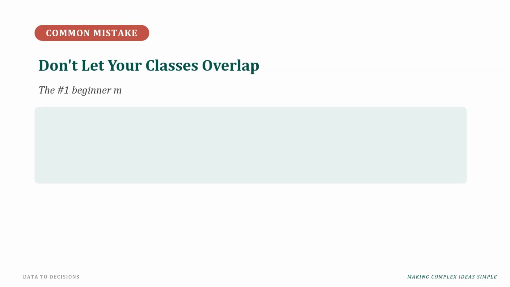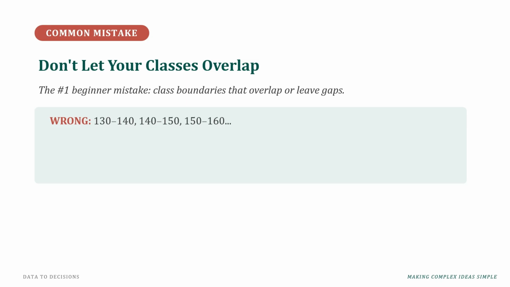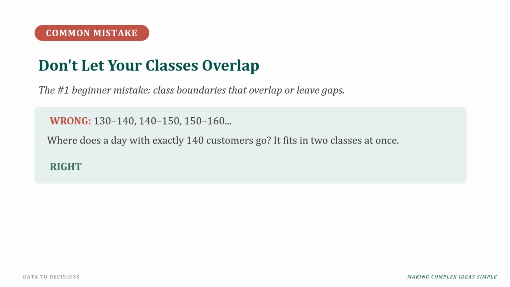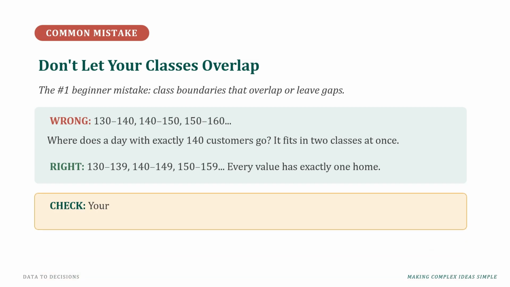Here's the number one beginner mistake: overlapping class boundaries. If Sarah writes her classes as 130 to 140, then 140 to 150, then 150 to 160, where does a day with exactly 140 customers go? It technically fits in 2 classes at once. The fix: 130 to 139, 140 to 149, 150 to 159. Every value has exactly one home. And here's your safety check: your frequency column should always add up to your total sample size.